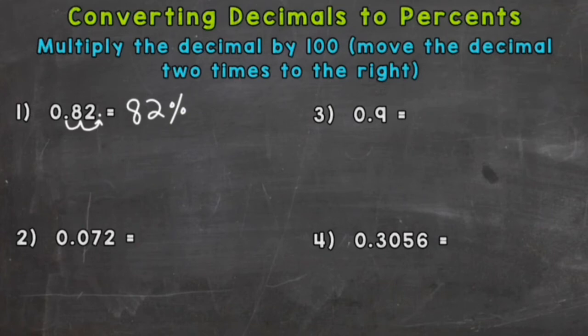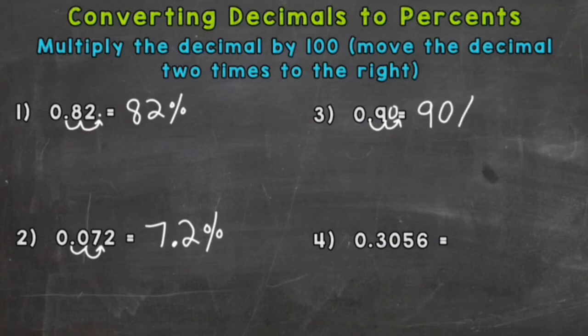Now we are also going to look at the second example. We have 0.072. When we move the decimal point, we are going to get 7.2. That's 7.2%. Alright, so look at the third example. We have 0.9. It's the same thing as 0.90. So when we move the decimal point twice to the right hand side, we get 90. So that's 90%.